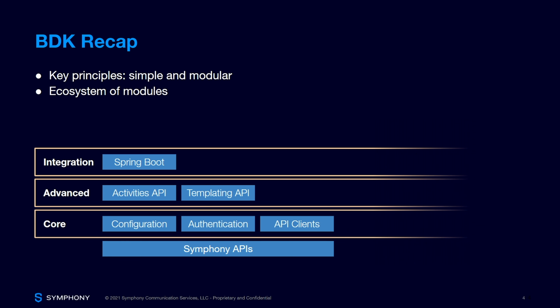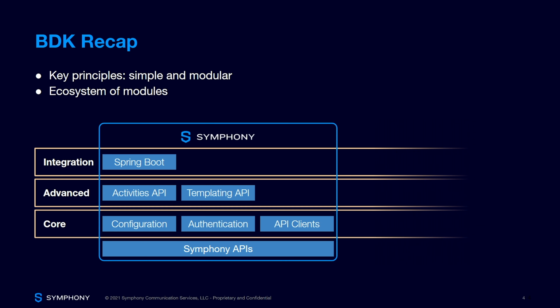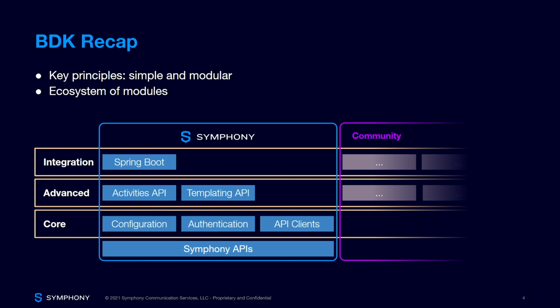Now, these modules are grouped together in what we call the BDK Core and are maintained by Symphony. Additionally, we have also a vision for other modules that will be part of this ecosystem, and these modules will be built by the community, and this community could be other Symphony teams working on additional functionality or the greater open source community as well. So, Kaosar, can you tell everyone how we are helping to advance this ecosystem?